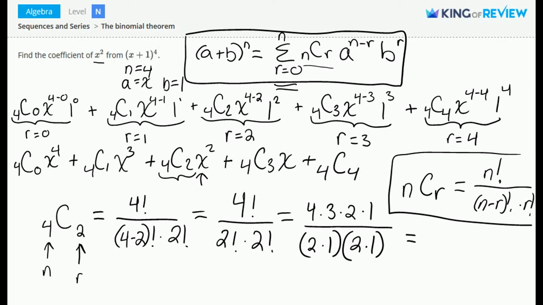So next, when we work this out, we get 24 over 4, and this is equal to 6. So 6 is our final answer.